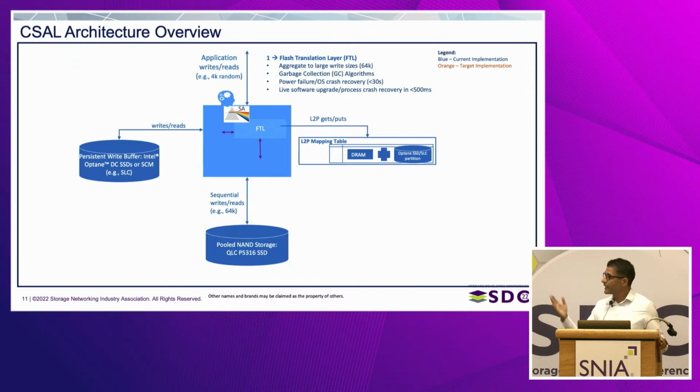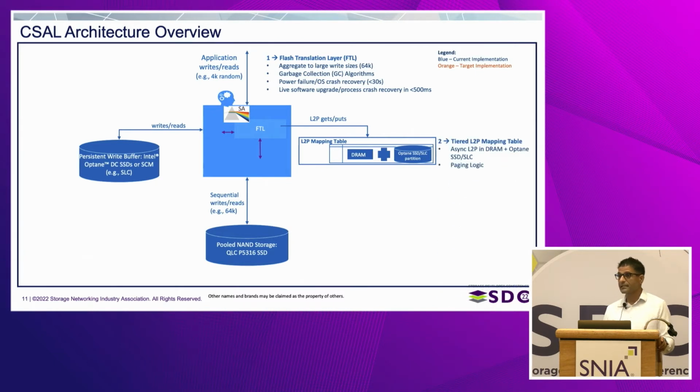We also implement a power fail crash recovery. And then most importantly, there are some advanced DevOps cloud-like capabilities. For example, a live software upgrade, or if the SPDK process crashes, we can recover within half a second. We can stand up another instance in half a second and get running, so the vhost clients will not be impacted or will not see a difference. So that's the first component.